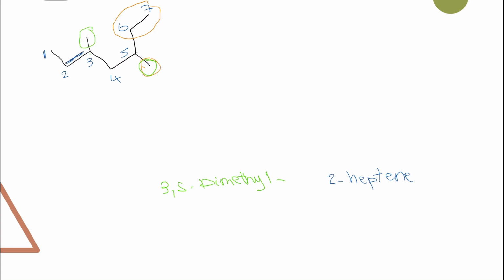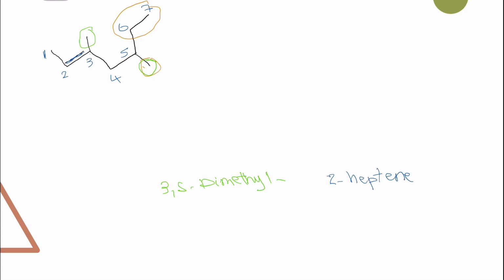So this is how you do it. Look at the longest chain that contains a double bond, and number it from the side which will give your double bond the lowest number, not your substituent this time. So now we are looking at the lowest number for the position of the double bond. So it's going to be 2-heptene. Then I look at the different substituents and add their names. At positions 3 and 5 we had two methyl groups, so we said dimethyl.